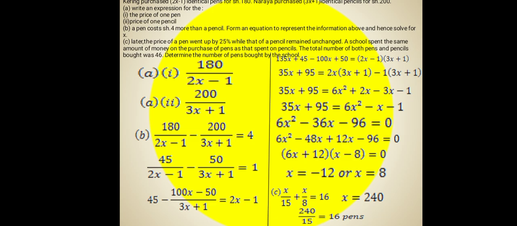But we have been asked, the pen costs 4 shillings more than a pencil. Form an equation to represent the information above, and hence solve for x. Now the equation will be 180 all over 2x minus 1 minus 200 all over 3x plus 1 should be equal to 4. Now when we solve, we find that x is 3.